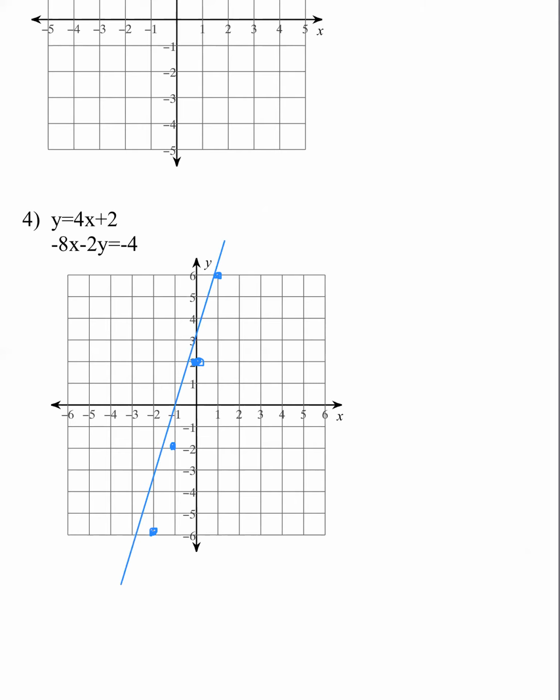Okay, so, oof, hold on. Gotta do that one over. That one was not very good. There we go. That's pretty good. All right, so there's the top one.